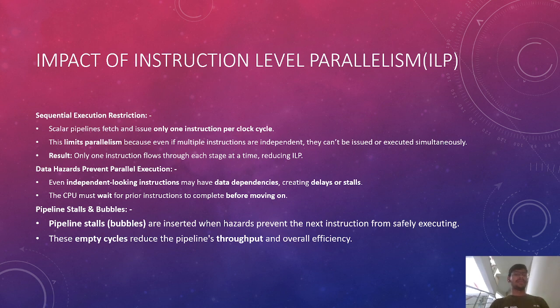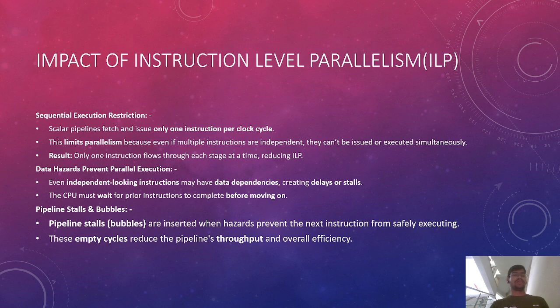Number one is sequential execution restriction. Scalar pipelines fetch and issue only one instruction per cycle, and this limits parallelism because even if multiple instructions are independent, they can't be issued or executed simultaneously. You can't fetch two instructions at a time, and only one instruction flows to each stage at a time, reducing ILP.